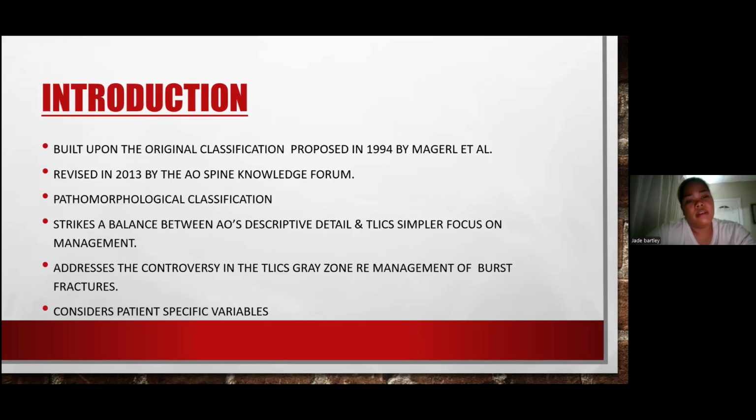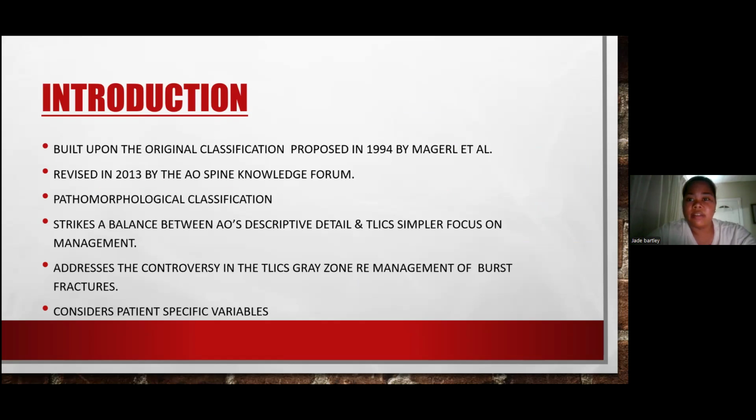So the AO classification system, AOSpine TLICS, was built upon the previous classification, as mentioned, the AO Magerl in 1994. This was determined to be a pathomorphological classification. It was not as complex as the previously proposed AO Magerl system, and it gave a balance between the descriptive detail of AO Magerl as well as the simpler focus that the TLICS proposed.